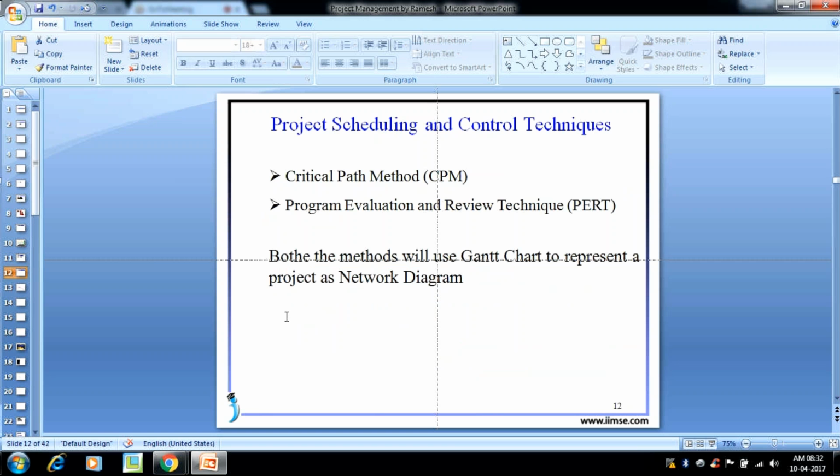I think in project management, we have 2 methods. Project schedule and controlling techniques we have 2. One is critical path method and the other one is project evaluation and review technique. Both methods use a Gantt chart to represent a project as a network diagram. That means both we use to represent with a bar chart. Critical path method we use if we do the same kind of project whichever we know previously, like civil construction, mechanical production, like that. And PERT we use for research and development.